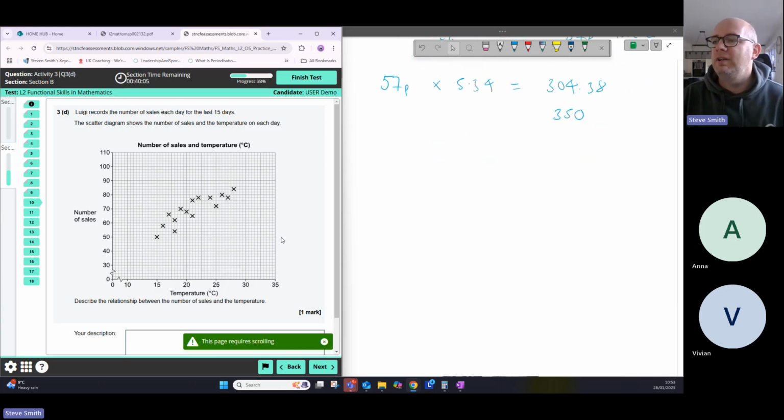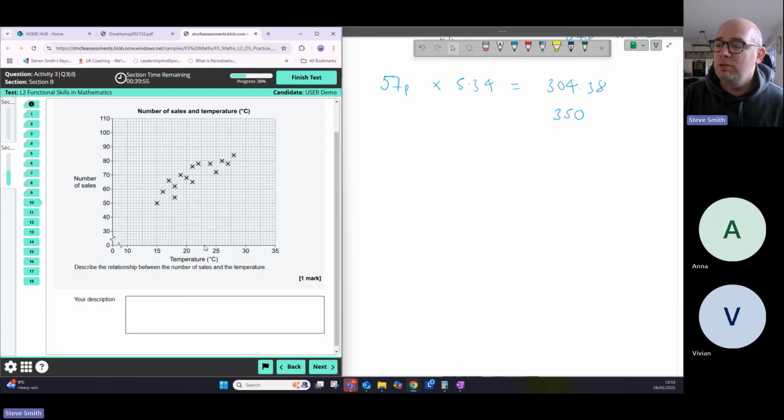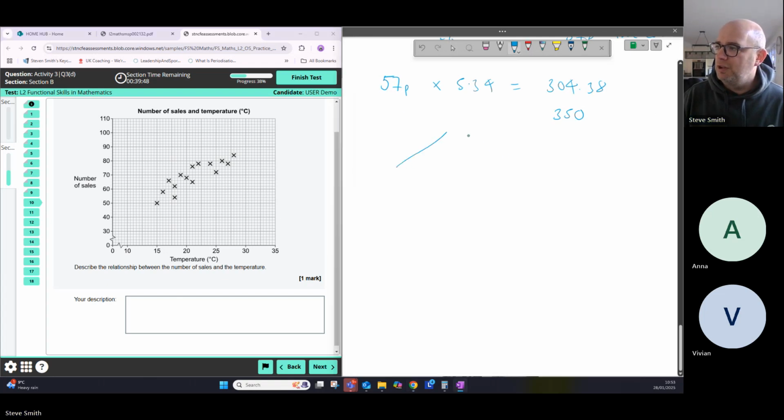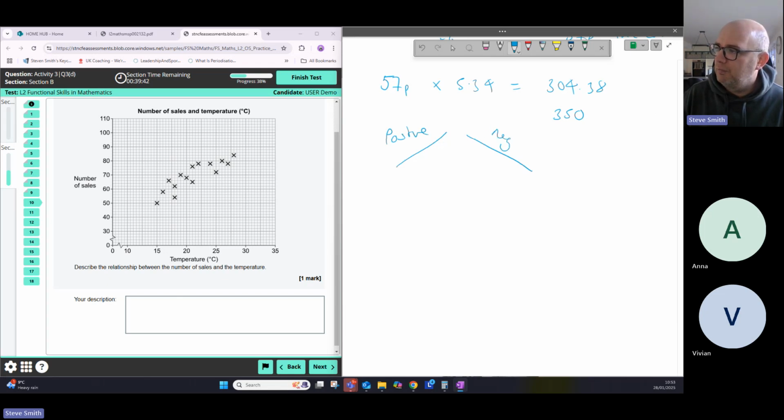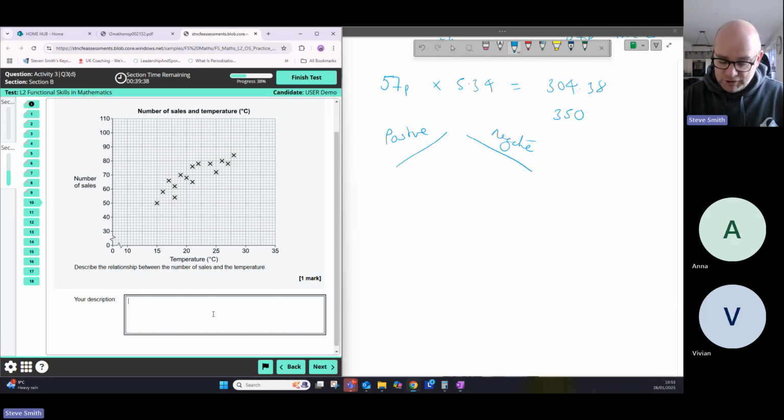Yes, we can. It's 5.3. Luigi records the number of sales each day for the last 15 days. The scatter diagram shows the number of sales and the temperature on the day. Describe the relationship between the number of sales and temperature. So for 1 mark, are we worrying about description or are we saying if things are on the up, it's positive, and if things are on the slide, it's negative? I am going to write in here positive correlation.